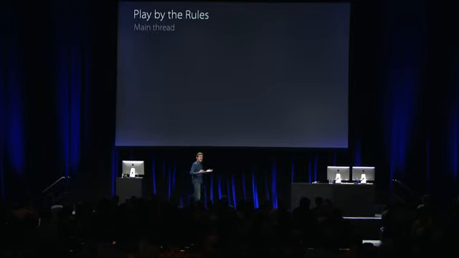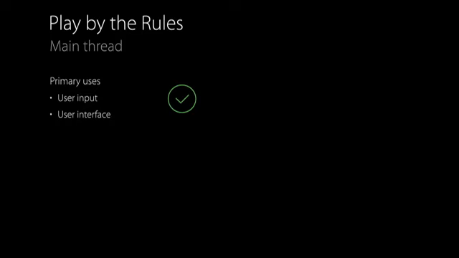Every application on the system starts with a single thread called the main thread. This thread is special, and it has a few primary purposes. The first purpose of the main thread is to handle input. So if I tap on a button in my application, the main thread is responsible for handling that input and responding to it.